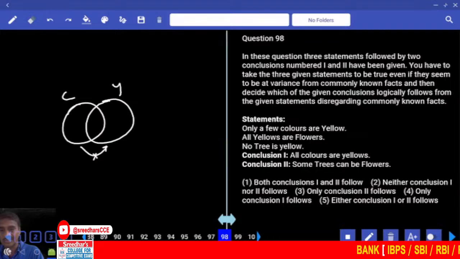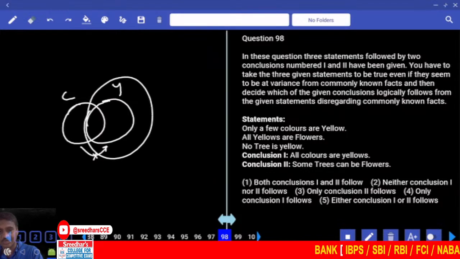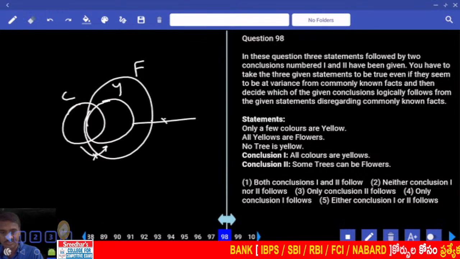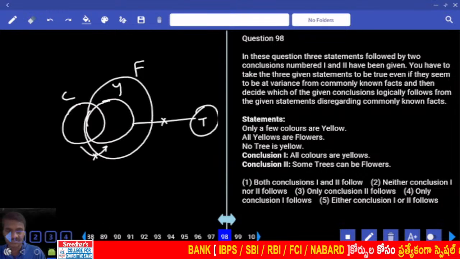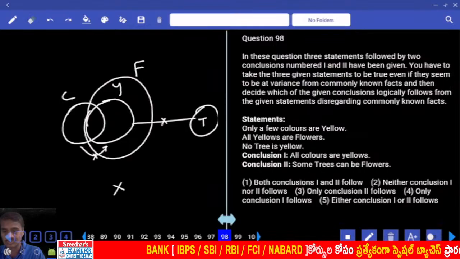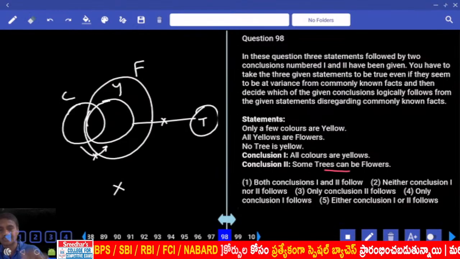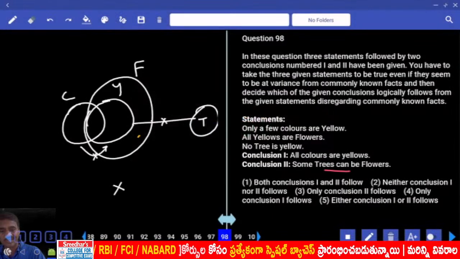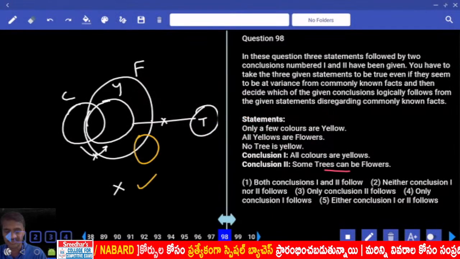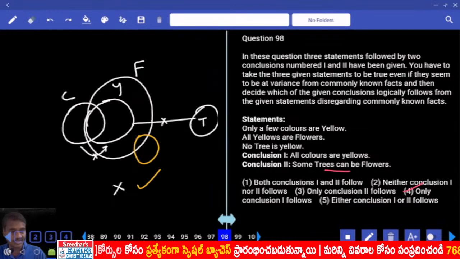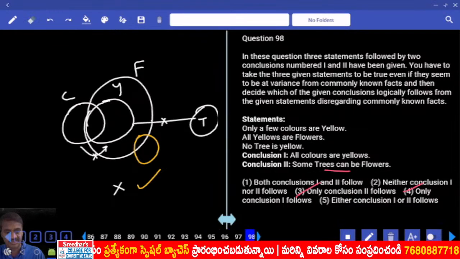Then all yellow are flowers. Now the entire yellow is a part of flower. And no tree is yellow. No intersection between tree and yellow. Then first one, all colors are yellow, true or false? And some trees can be flowers, true or false? Tree, can you write tree like this or not? Yes. And second one, only two. Only two, that is given in choice 3, question number 98.